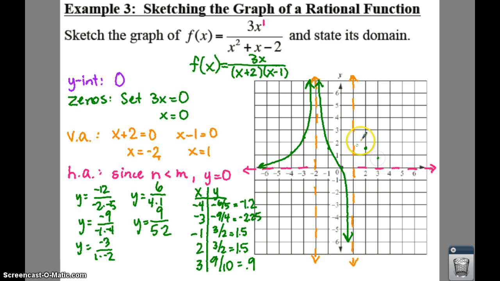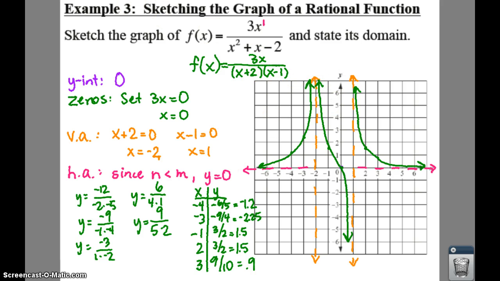You'll notice this graph is going to be getting closer to your asymptotes as you go up. It's going to get closer to your vertical asymptote. And as you go down, it's going to get closer to your horizontal asymptote. So there is your graph.